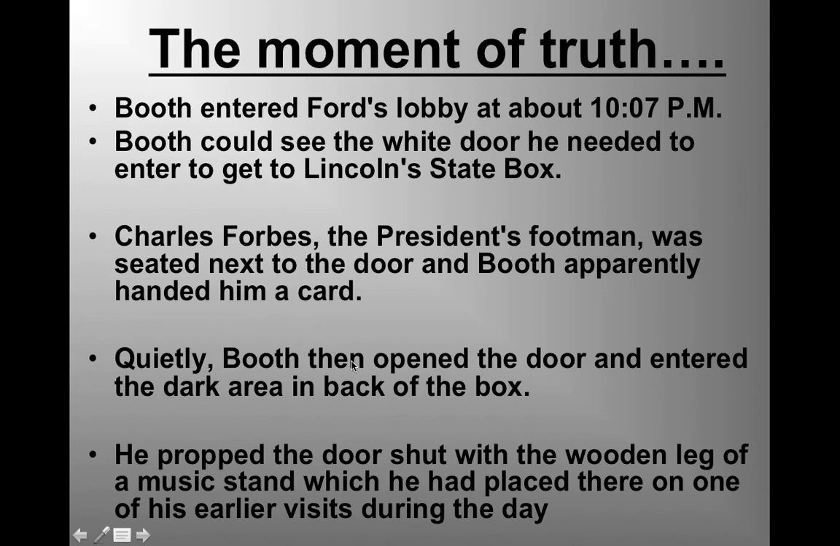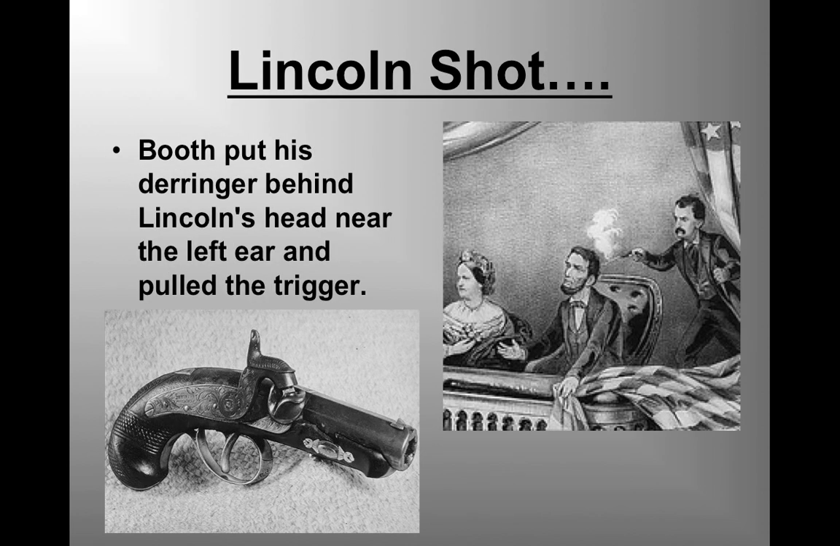Quietly, John Wilkes Booth opened the door and entered the dark area in the back of Lincoln's box, where Lincoln, his wife, and his two guests were seated. John Wilkes Booth propped the door shut with the wooden leg of a music stand, which he had placed there on one of his earlier visits during the day. Again, he had a pretty good idea of where Abraham Lincoln was going to be, and he shut the door behind him to make sure that no one would be able to get in after he assassinates Lincoln. The moment of truth.